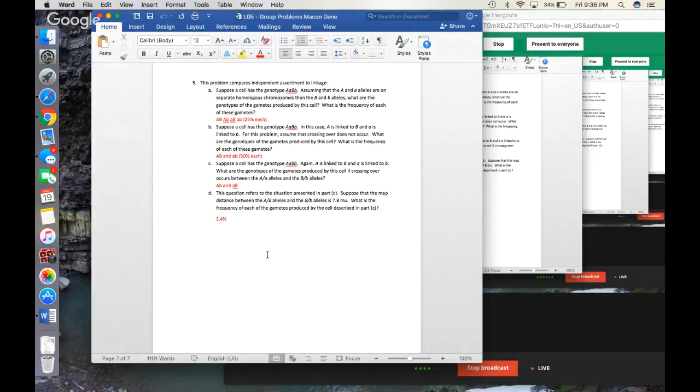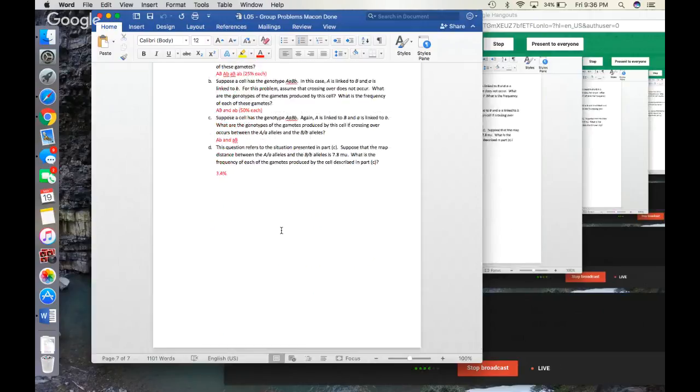And for C, if the crossing over does occur, then the genotypes that we will get are capital A, capital B, and then capital A, lowercase b, and then lowercase a, capital B, and then lowercase a, lowercase b.